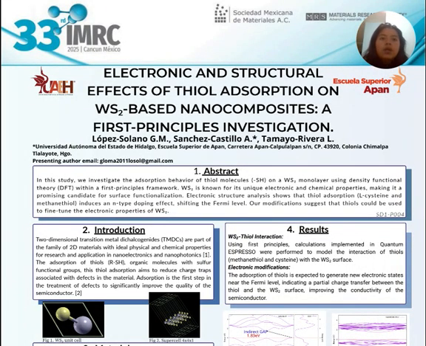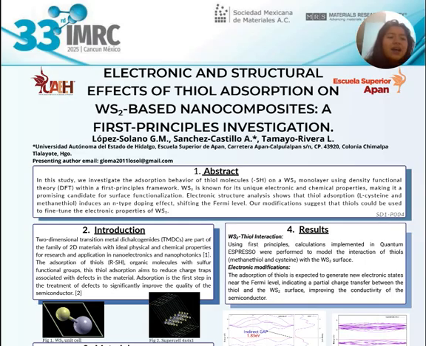Let's imagine designing materials at the incredibly small scale, atom by atom. How can we modify their properties to make them more efficient, for example, in electronics or catalysis? One of the most promising tools is the absorption of thiol onto tungsten disulfide nanocomposites.